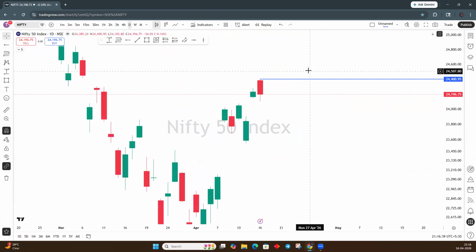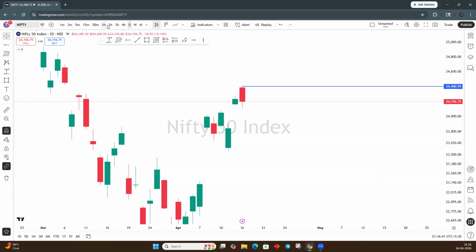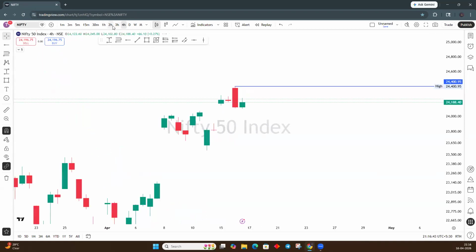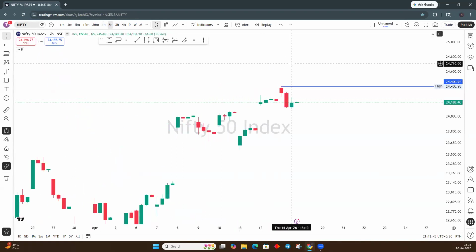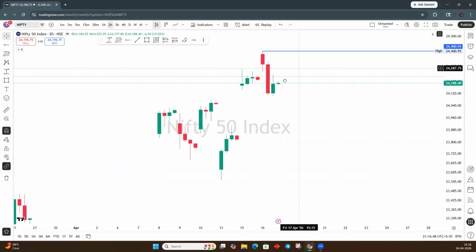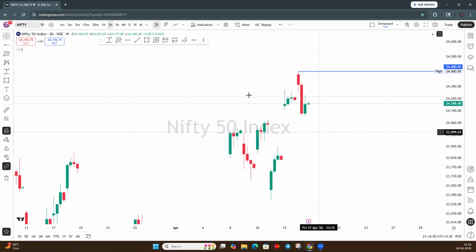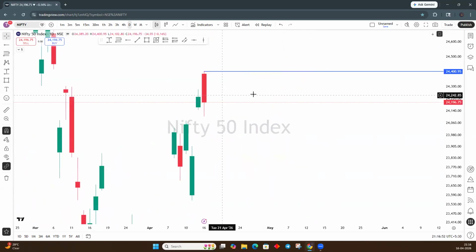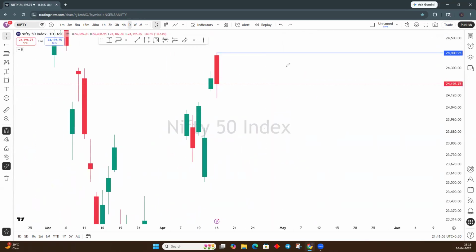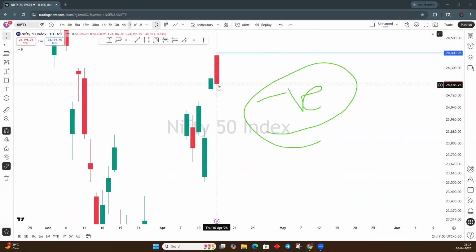Now, the important thing to note down here is the closing on 4 hours and 3 hours also. If you see, the last two candles are continuous bearish candles, and also the closing is below the previous closing, and Nifty closed in negative today. Okay, I hope you have got it.